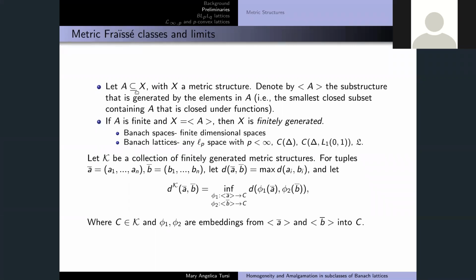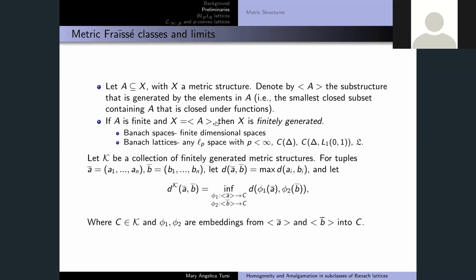So if you have metric structures, again, for all us Banach space people, think: you have a Banach space, you have operations like addition and scalar multiplication. If you have a Banach lattice, you throw in also the lattice operations, and then you also throw in the norms.